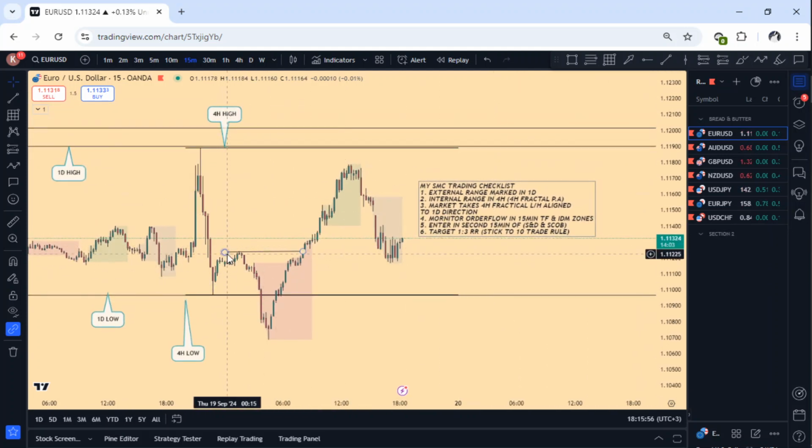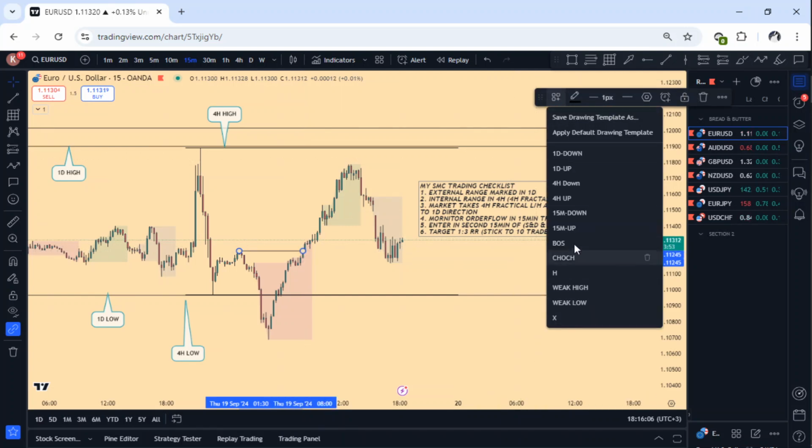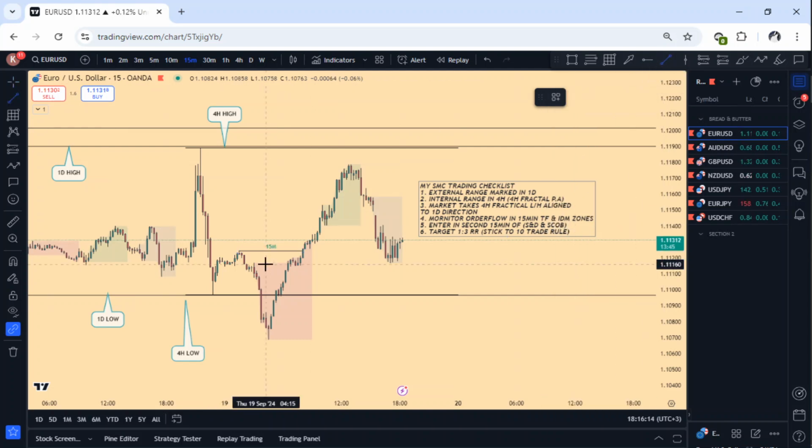So let me just use this. This is the first break of structure upward. You can also call it change of character, or IDM. Failed IDM. I like to call it just 15 minutes change of character. And then this becomes the sweep.